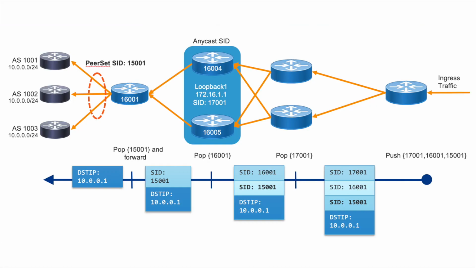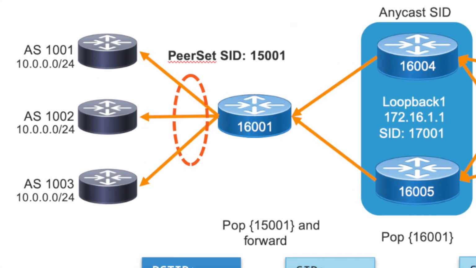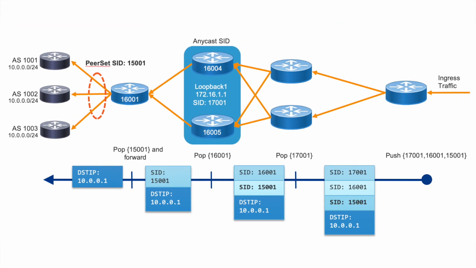One more example of how we would use the peer set SID. In this case, I have 3 egress peers, 1001, 1002, 1003. And normally I may take just a single BGP path to one of those peers. But using SR and the peer set SID, I can use a single SID as the last SID in that SID list in order to send traffic and load balance traffic across all 3 of those connections.